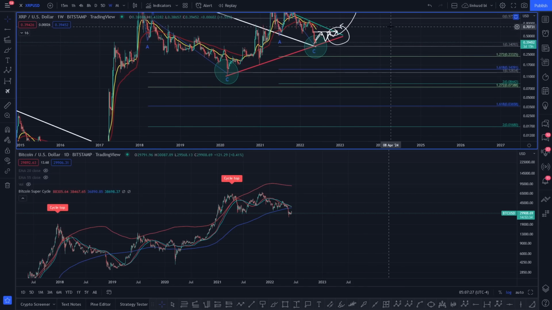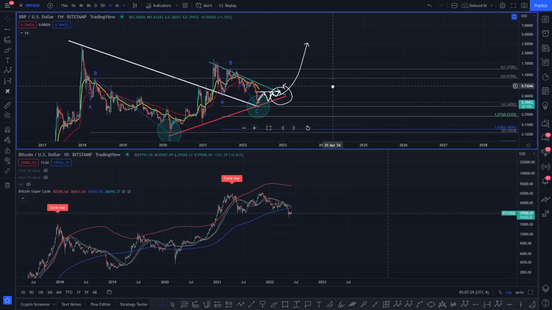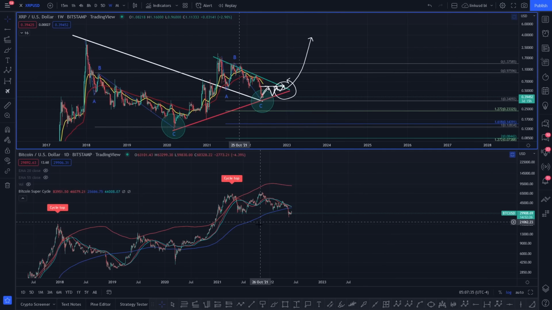Okay, now there's absolutely zero guarantees here, okay, on the channel. I've always taught you that. Nothing I say is financial advice, but something's brewing, isn't it? And I think that the correction's nearing, and you've got the confluence here that Bitcoin as well is really close to this cycle bottom. Now, there's no guarantees that it's actually going to print it. Do you understand that? So watch this space.